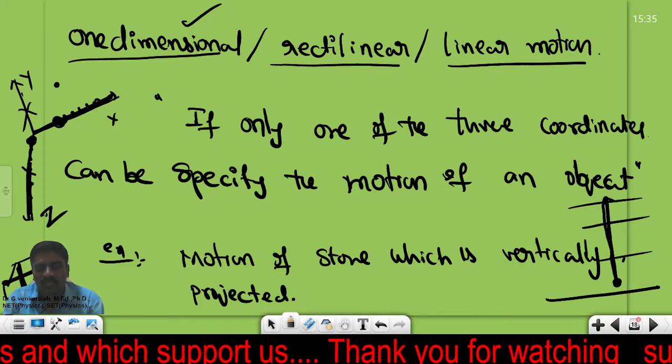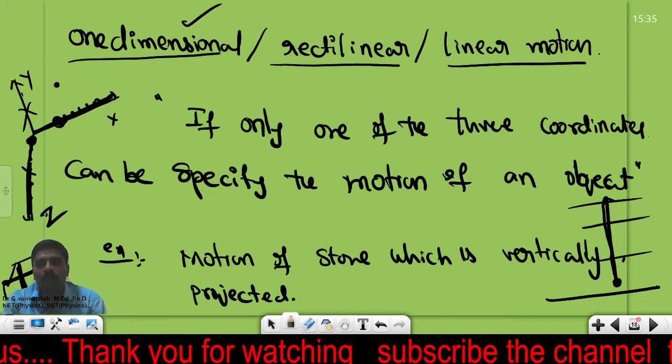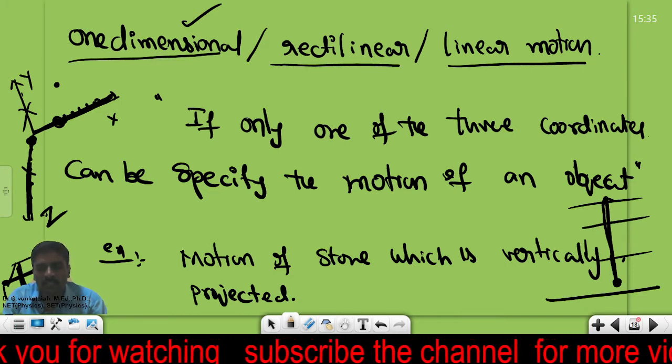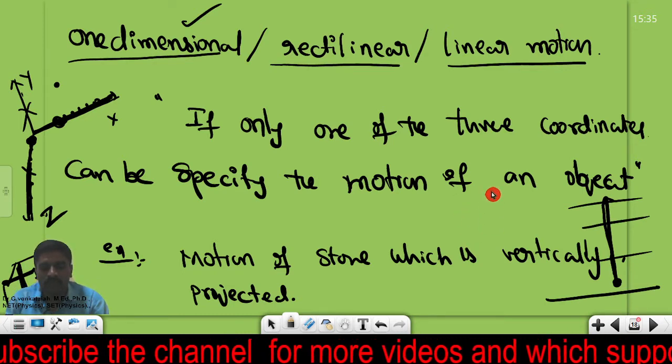So with respect to time, one axis is enough to represent the motion of the object. Otherwise, the motion of a freely falling body also, one axis is enough to specify.